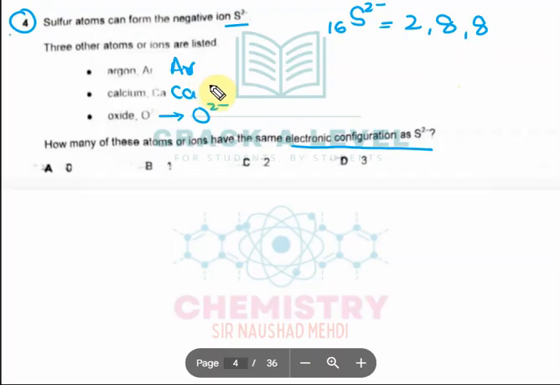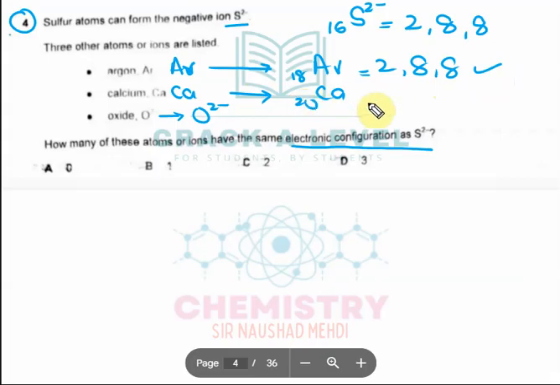So now what we have to do is check the electronic arrangement of these three atoms and ions also. So first of all, let's start from argon. The atomic number of argon is 18. So it would be 2, 8 and 8. So it's similar to the S2 minus. Now calcium, its atomic number is 20. So it's 2, 8, 8 and 2. So this is not matching with the sulfide ion.